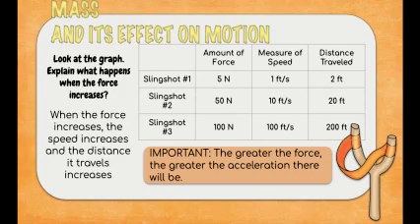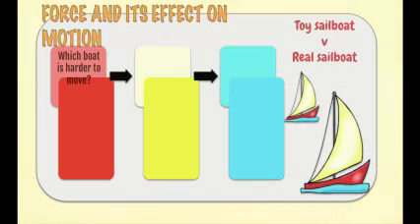That's a little bit more. And then look at the final one, slingshot 3. It's got an amount of force of 100 newtons. That is a strong slingshot. And it went about 100 feet per second, which traveled 200 feet. So when the force increases, the speed increases, and the distance it travels increases. I'd like you to write that down. And then you can write a little slingshot there. And then you can also put a little star by this and say the greater the force, the greater the acceleration there will be.